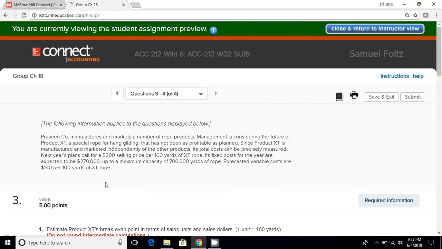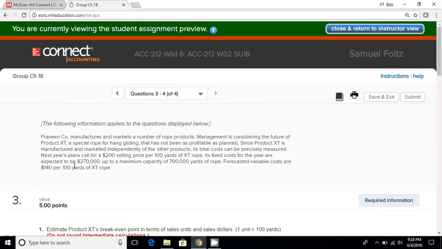Okay, so questions 3 and 4. Totally different question. Let's see what's happening here. Praveen Company manufactures and markets a number of rope products. Management is considering the future of product XT, special rope for hang gliding, that has not been as profitable as planned. That's why they want to take a look at it, right?